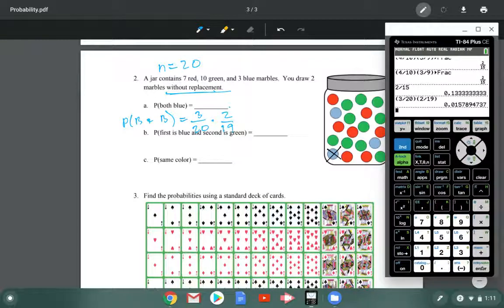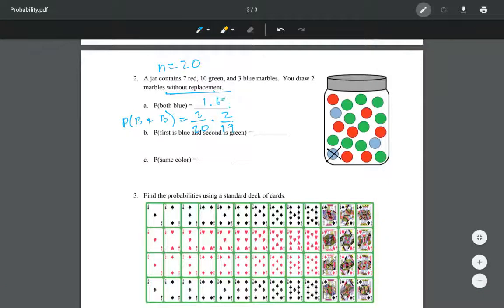And I end up with 0.01578. So we'll call that about 1.6%. Watch and see how you should be rounding these. So 1.6%.